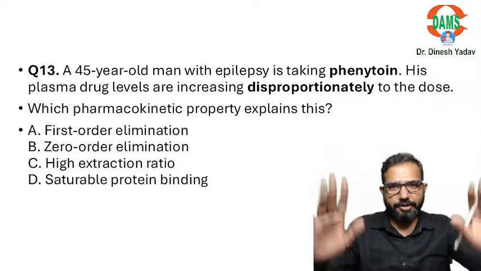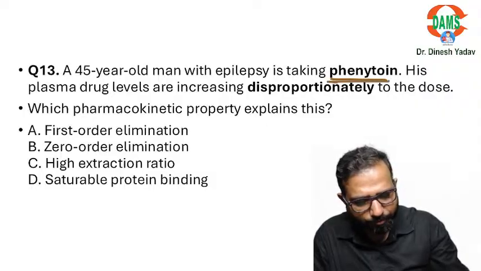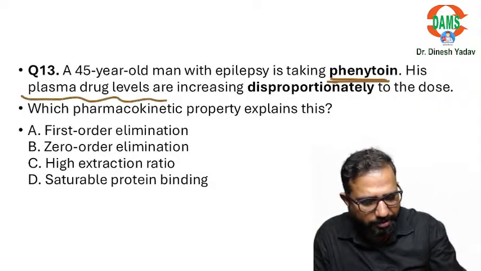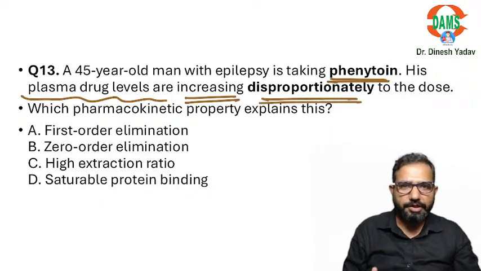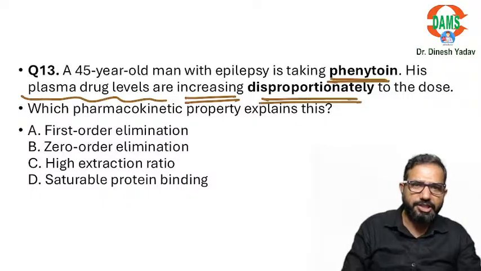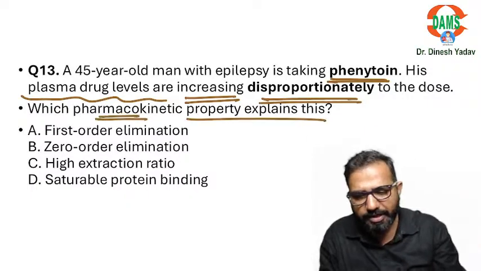My favorite question. So a 45-year-old man with epilepsy is taking phenytoin. His plasma drug level is increasing disproportionately to his dose. When you increase the dose, the plasma level is increasing disproportionately. Which pharmacokinetic property explains this?